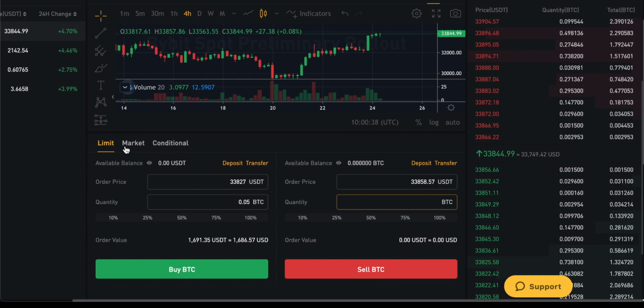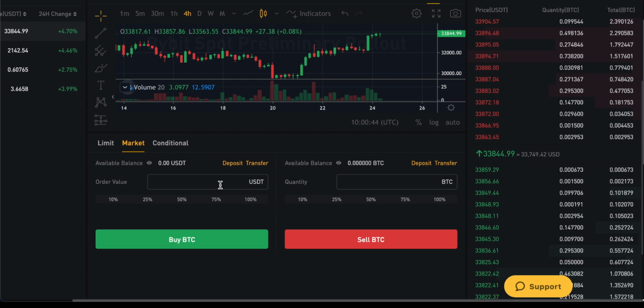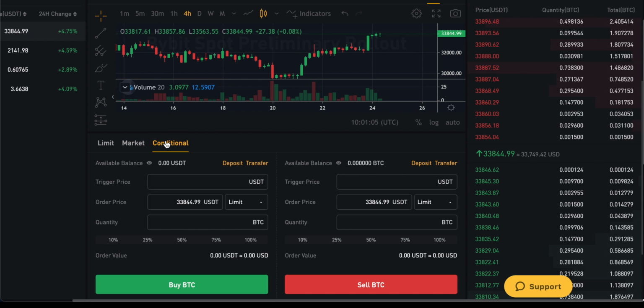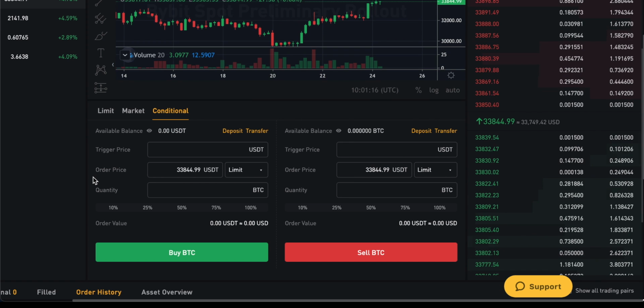Bybit also allow for market orders. Market orders are always taker orders. So you cannot make a price, you cannot put anything on the order book. You will just simply choose how much, for example, you want to buy. So I want to buy $1,000 worth of Bitcoin, press buy BTC right here. It will go through straight away and take the best offer for you to buy that Bitcoin, and the opposite for selling. Conditional orders are sometimes called stop limit orders on other exchanges or other trading platforms.